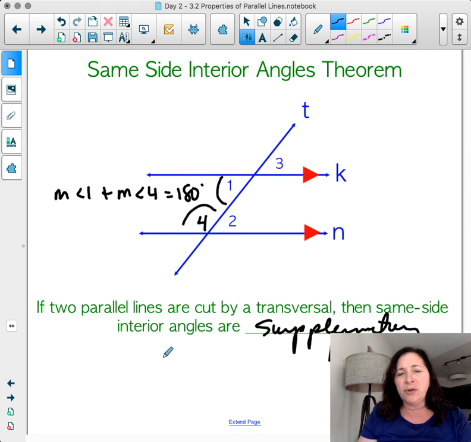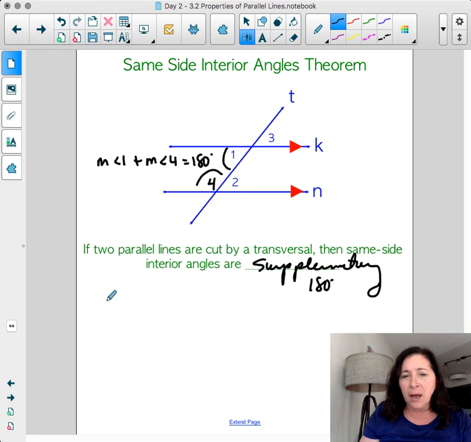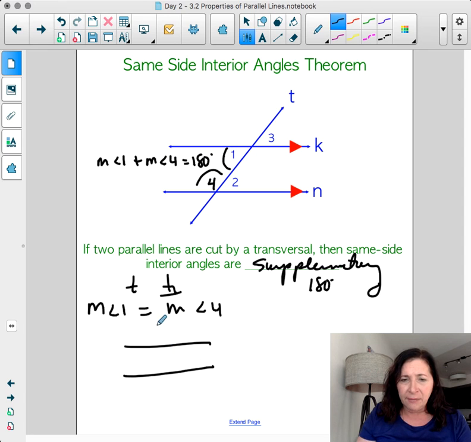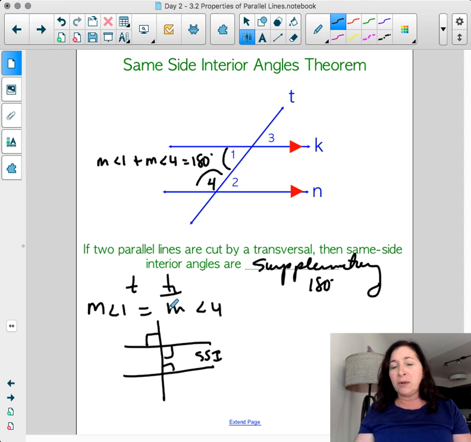There is one way where they would be congruent: if the measure of angle 1 was equal to the measure of angle 4. That would mean that the transversal was perpendicular, meaning it would look something like this. In that case, this angle here is right, which would make these two angles congruent. That would be the only way that the same side interior angles would be congruent, if that line was perpendicular.